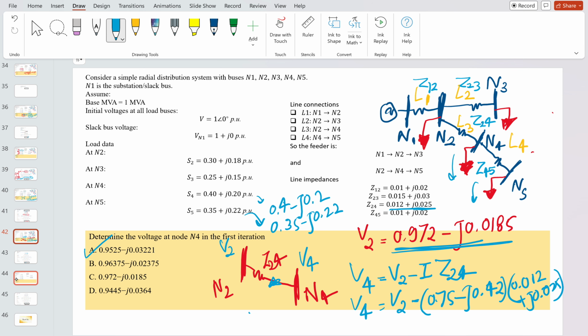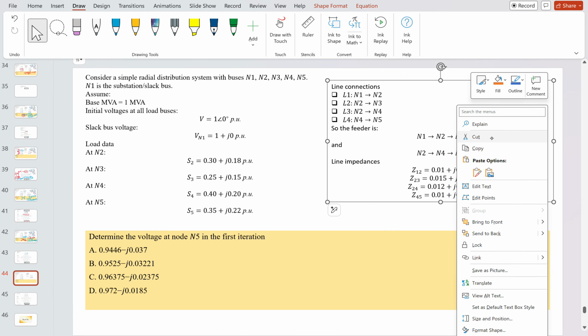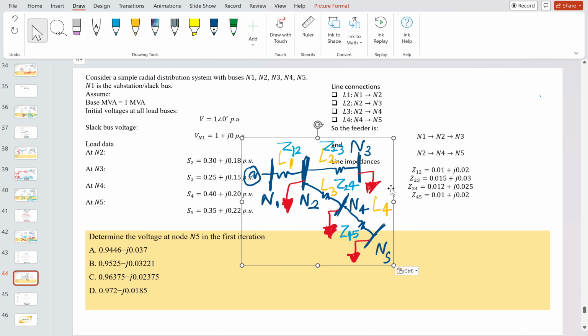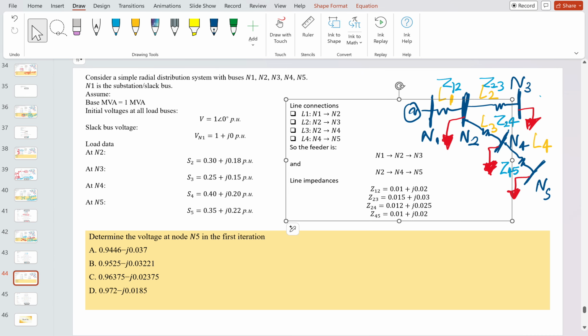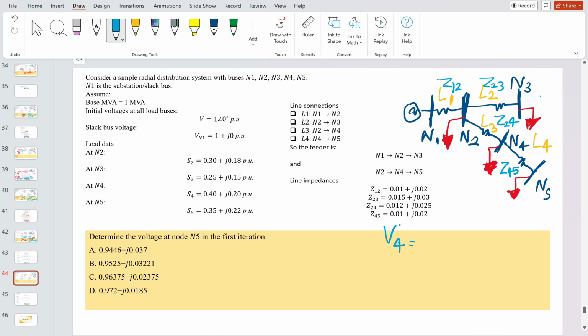Okay, let's move forward. Try to solve this problem, the voltage at N5. That is the last problem of this session. Let me give you what N4 was. The voltage at N4, that was V4, was equal to 0.9525 minus j0.03221.